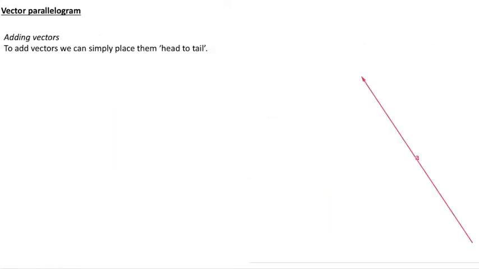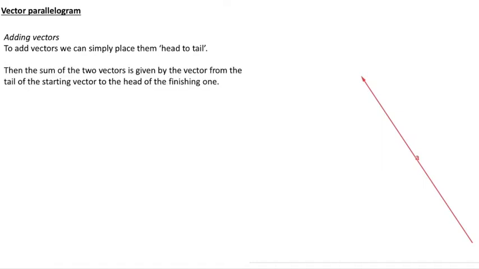So adding vectors. To add vectors we simply place them head to tail. And then the sum of the two vectors is given by the vector going from the tail of the starting vector to the head of the finishing one. So here we have a representation of adding two vectors A and B, so we can see that the tail of B comes from the head of A, and then A plus B is from the tail of A, the starting vector, to the arrow or head of B, which is the finishing vector.